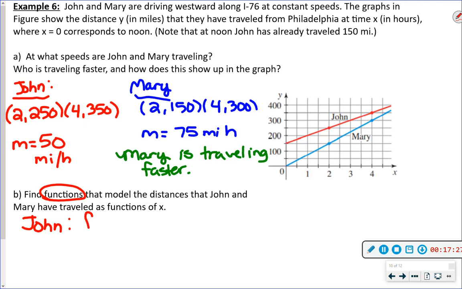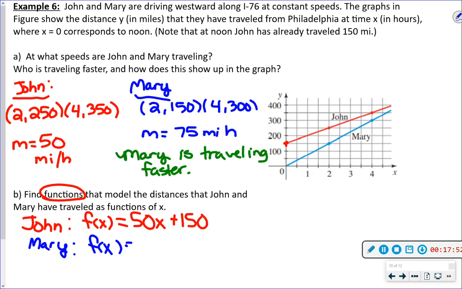They want functions, so I'm going to write function notation instead of y. We've got the slope, 50 times x. Take a look at good old John, the red line. What's your y-intercept for John? Where does it hit the y-axis? 150. Okay, Mary, same thing. They want one for her. Mary, man, she's hammered down with her 75 miles per hour. What is her y-intercept? 0. So for dramatic emphasis, since we talked about it, I'm going to put plus 0. But of course, I would not actually write that on a quiz or test or my homework.